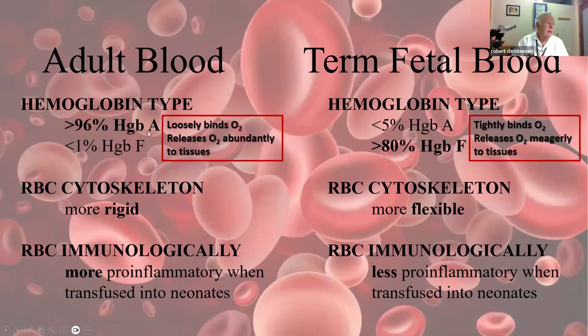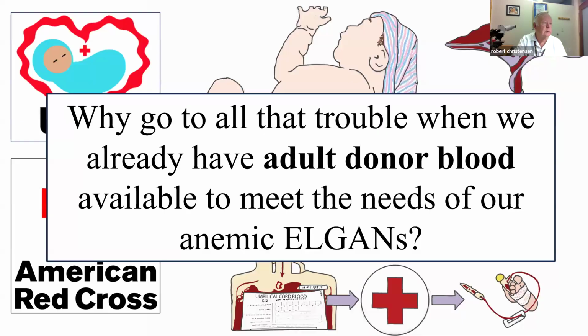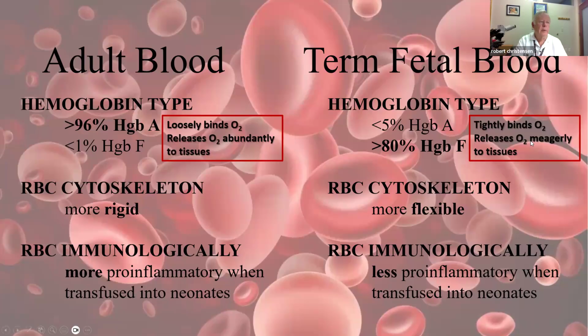Adult blood, as you know, is 96% hemoglobin A, which is very different in the way it releases oxygen to the tissues compared to hemoglobin F, which is more than 80% of the hemoglobin in the fetal blood, in the cord bloods that we're drawing. Adult hemoglobin releases oxygen to those tissues much more abundantly than does fetal hemoglobin, which binds it and releases oxygen in a more sparing fashion to the fetal tissues.